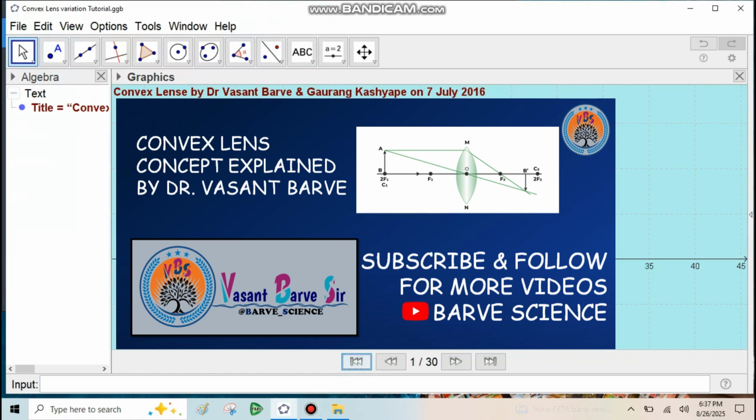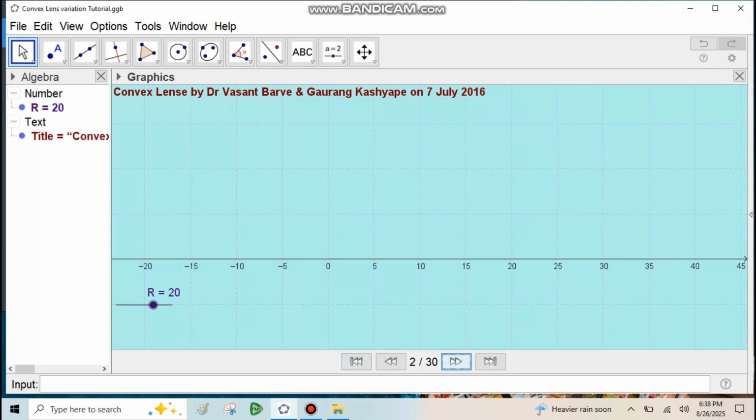Today I am going to show you the convex lens problem, as to how images are formed and how you can vary the position of the object and see how the image also varies. Now, I have taken the radius of curvature here. It's a variable thing.